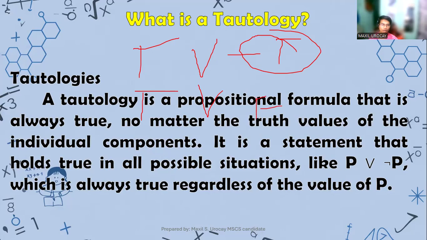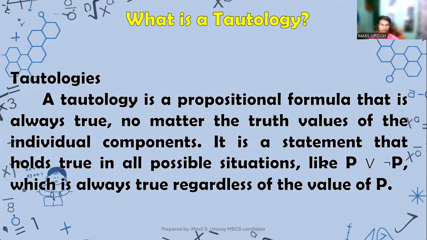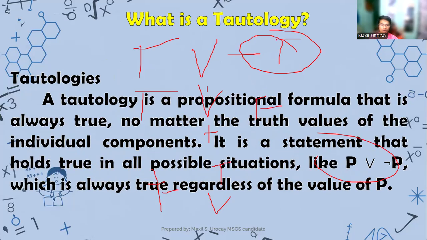So true, this is OR, which is plus. So true plus false, that is true. So therefore, this is correct. Then, the same thing for false. False or not false. Okay, that is the same.